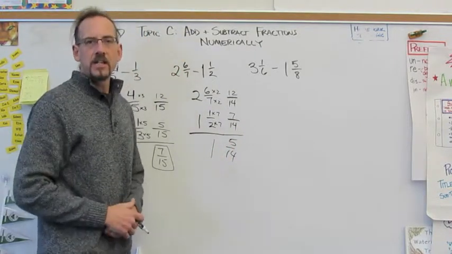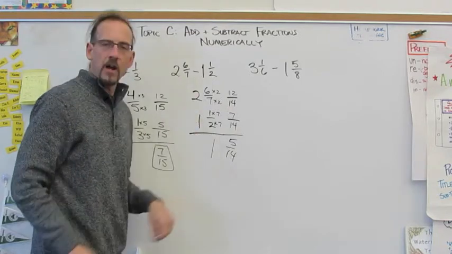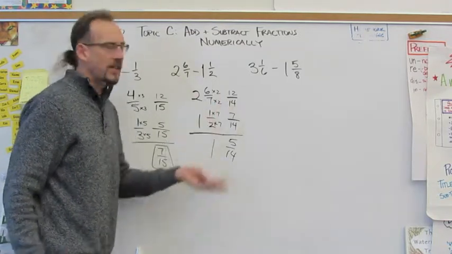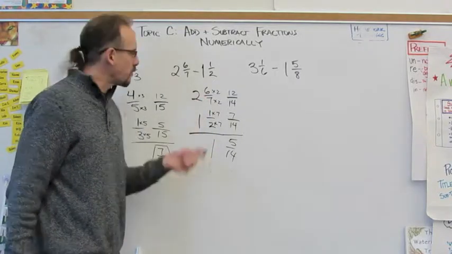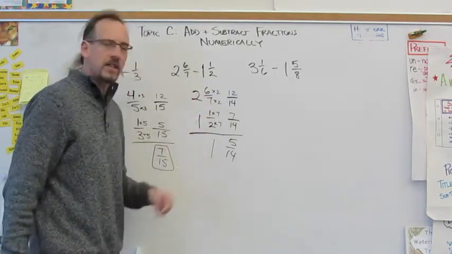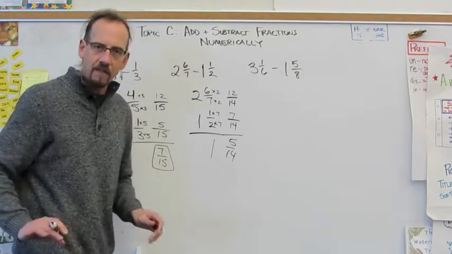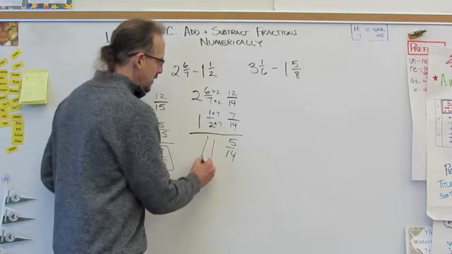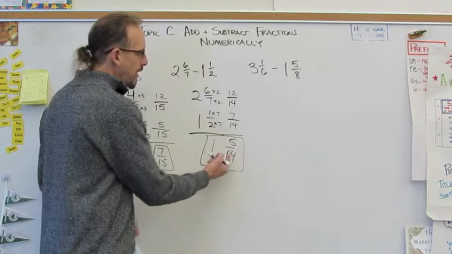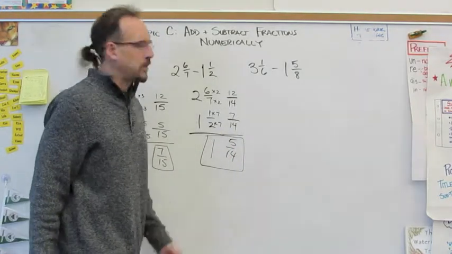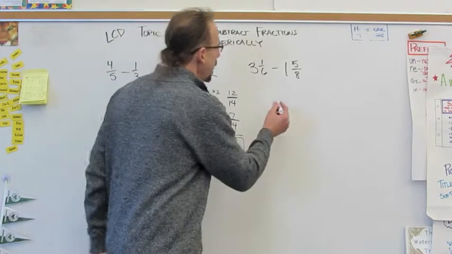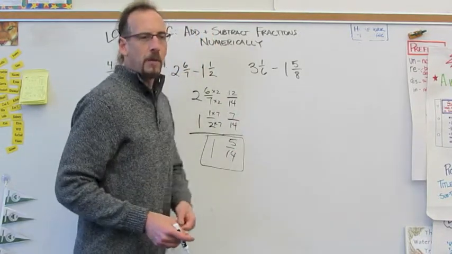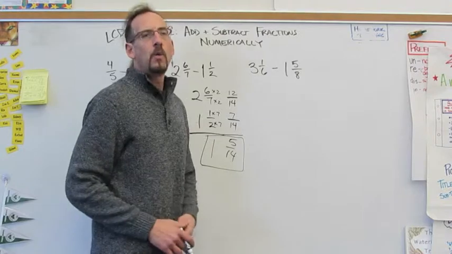One of the big mistakes kids make at this point is they forget to subtract the whole numbers. They do the fractions perfectly and they forget the whole numbers. So encourage your kids to really make sure that they always look at everything that they've done to make sure they've subtracted everything that they should. Again, no need to simplify that because there is no number that divides into 5 and 14 equally, so that's already in simplest form.